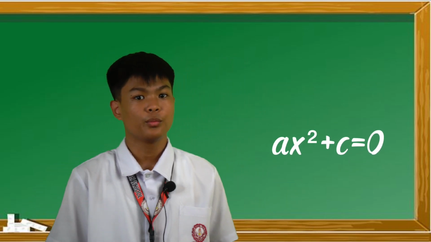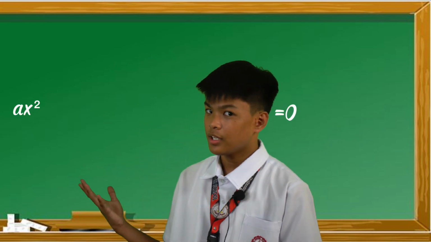By using the method completing the square, we first find the linear or the middle term, which means we can use this method on a quadratic equation that is written like this. We only use this method on a quadratic equation that is written like this one and this one.